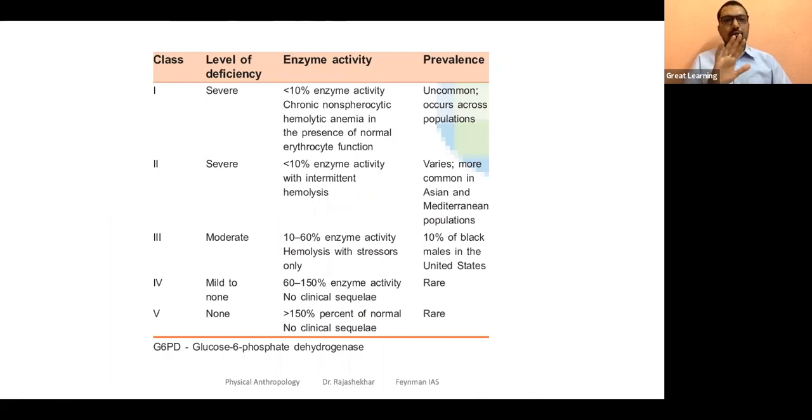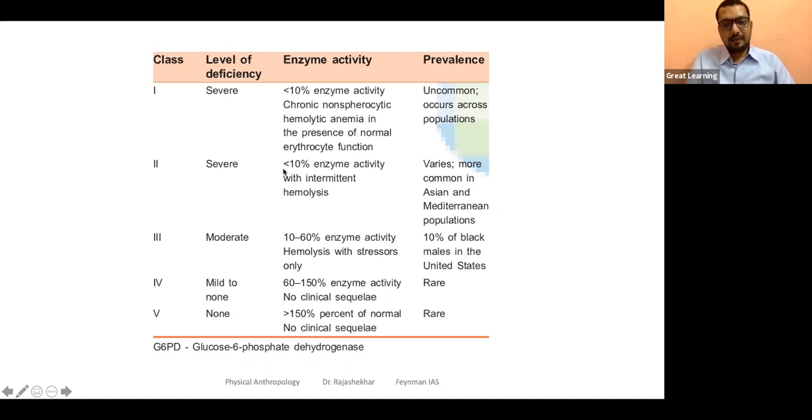So there is a lot of variation that can be seen in given populations. The first two categories you can club together with slight variation. Below 10% of activity: how much enzyme is active? Depending on the mutation, sometimes if below 10% of the enzyme is active, then what happens? Not much activity is there. So the deficiency is really severe.